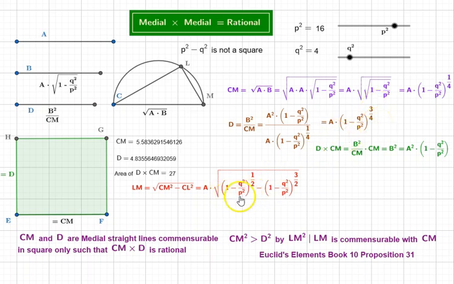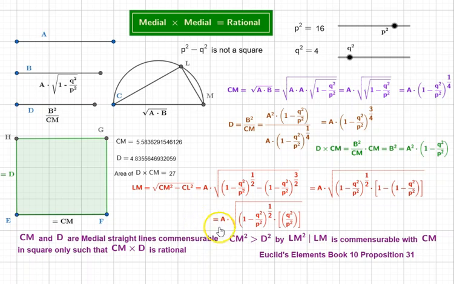Now A square is common to both of them, so we have taken it out of the square root as A. How do we simplify this further? You will notice that this 1 minus Q square by P square to the power of 1 by 2 is common to both. So we take it out. So we have A times square root of 1 minus Q square by P square to the power of 1 by 2 times 1 minus 1 minus Q square by P square. Because here the power is 1, 1 plus 1 by 2 is 3 by 2.